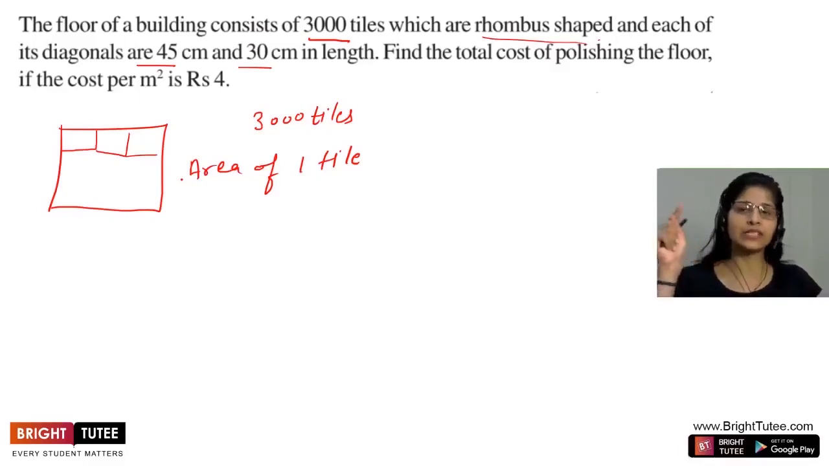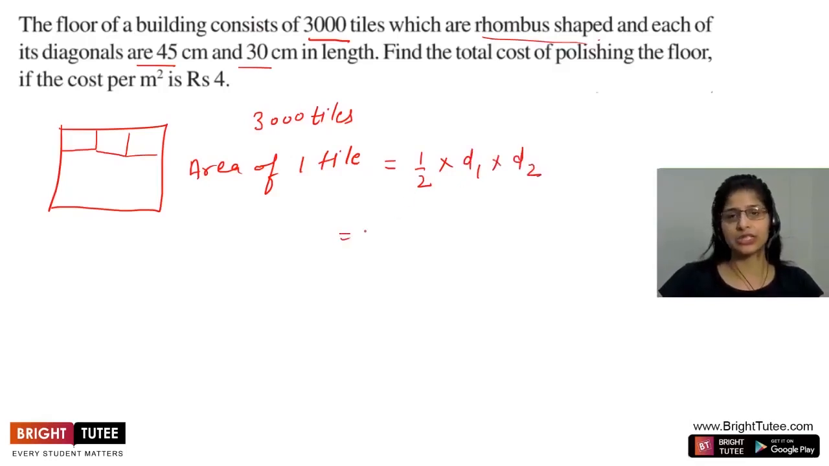So we will first find the tile area, and that will be equated to the area of the floor. The area of one tile is half into the product of its diagonals, because the tile is in the shape of a rhombus. So just see, half into 45 centimeter into 30 centimeter. So 2 ones are 2, 2 fives are 10. So 45 into 15 square centimeter we are going to get.